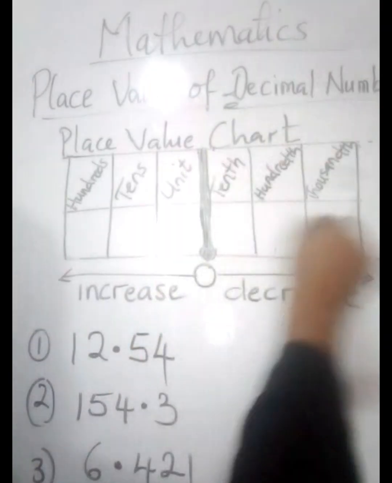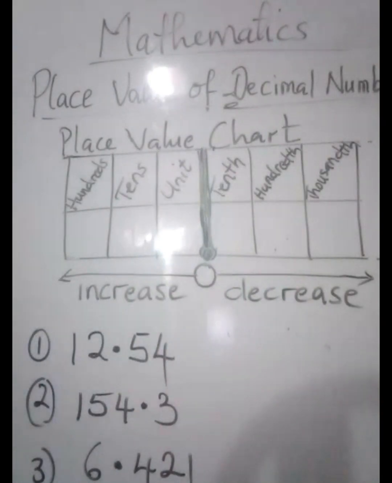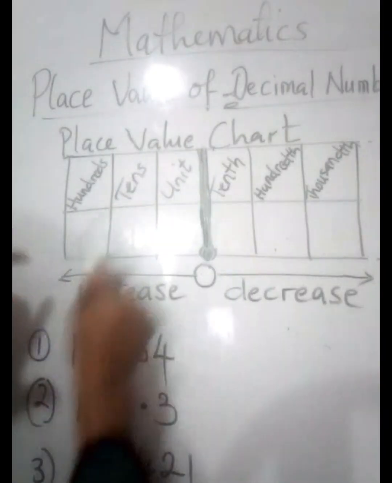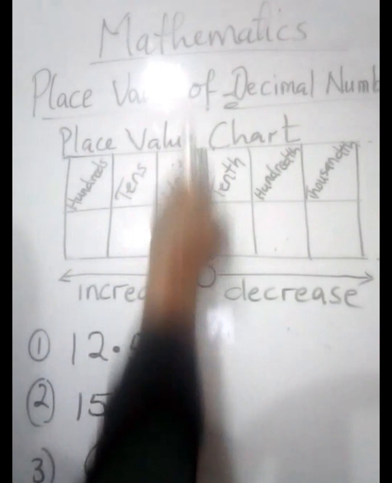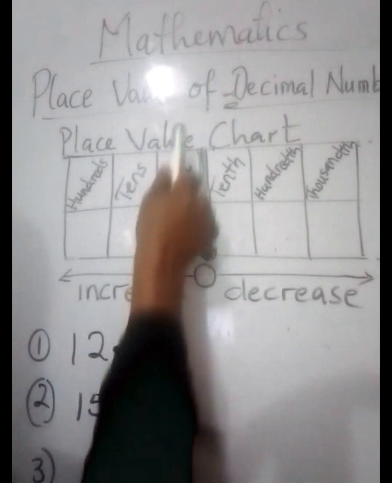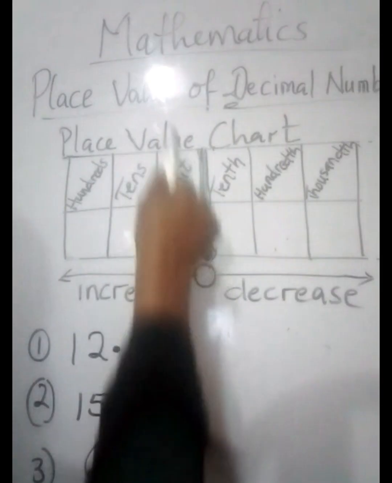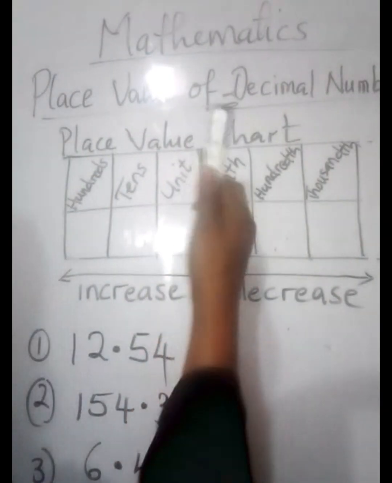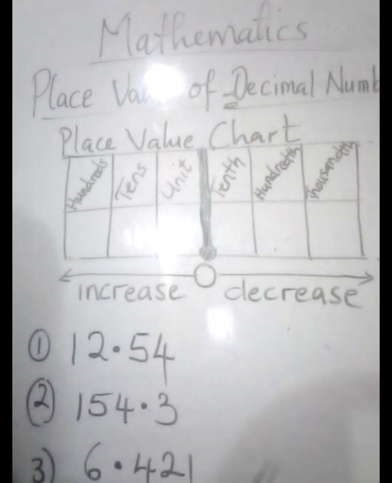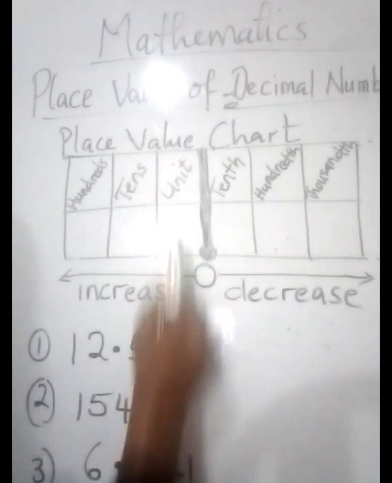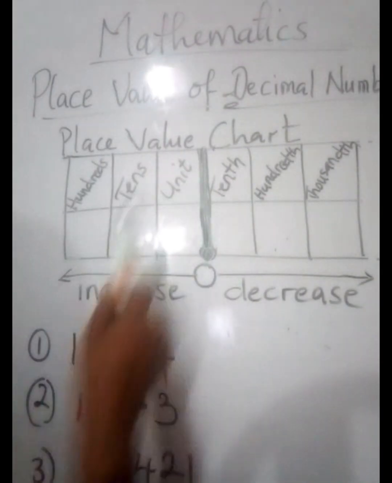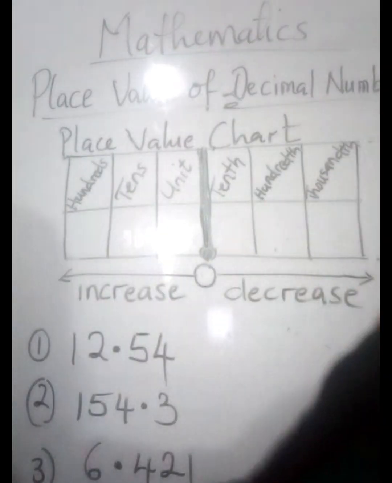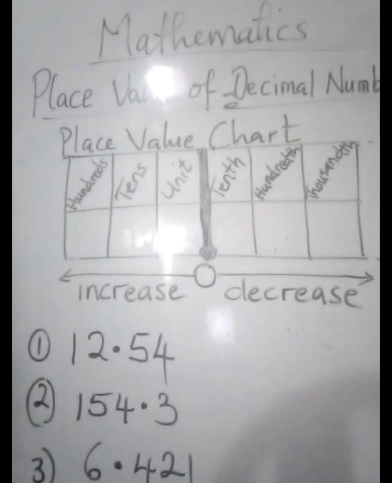If you look at this portion here, this line has been made deliberately thick. It's a special line. This line is what demarcates between the whole numbers and the fractions or the decimals. It is this thick line you see here that marks the boundary between whole numbers and fractions or decimal numbers.